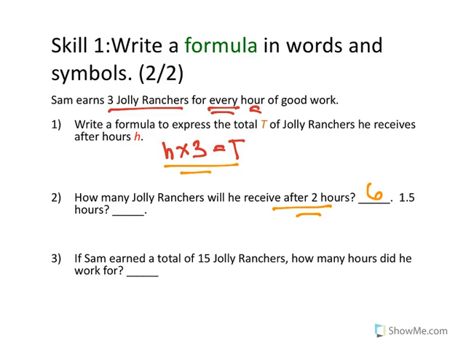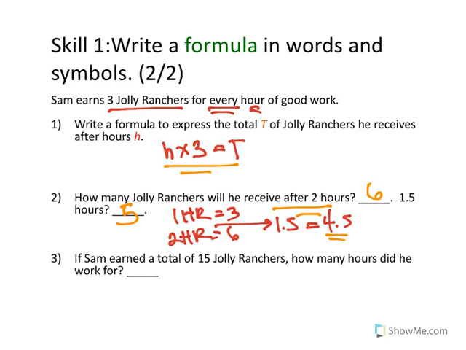In 1.5 hours, well, if we know in 1 hour he receives 3, and in 2 hours, he receives 6, that means in 1.5 hours, he receives technically 4.5 Jolly Ranchers, but you can't receive 4.5. So the answer in this one would be 5, because you cannot receive half of a piece of candy.